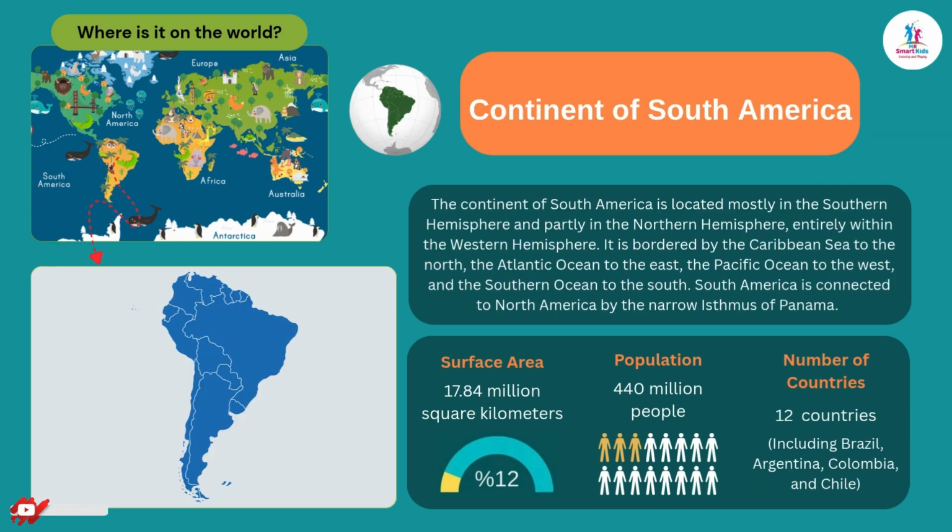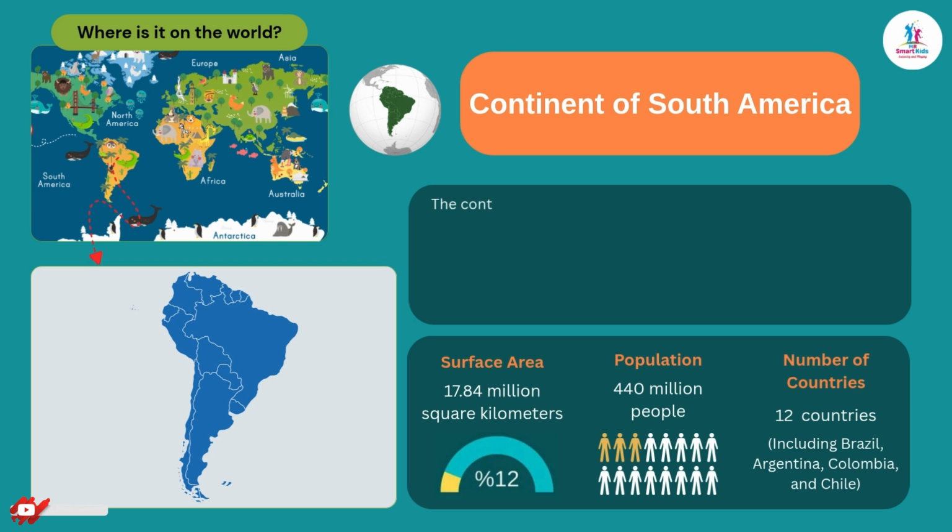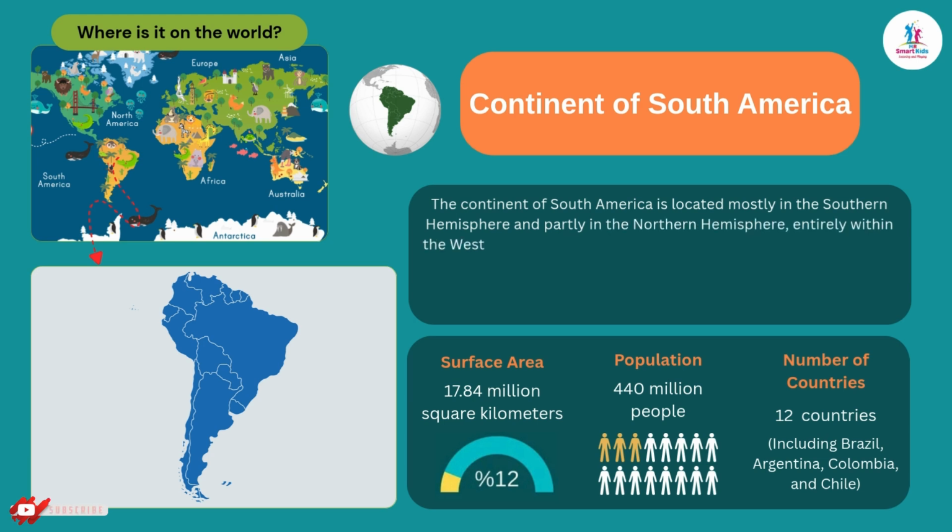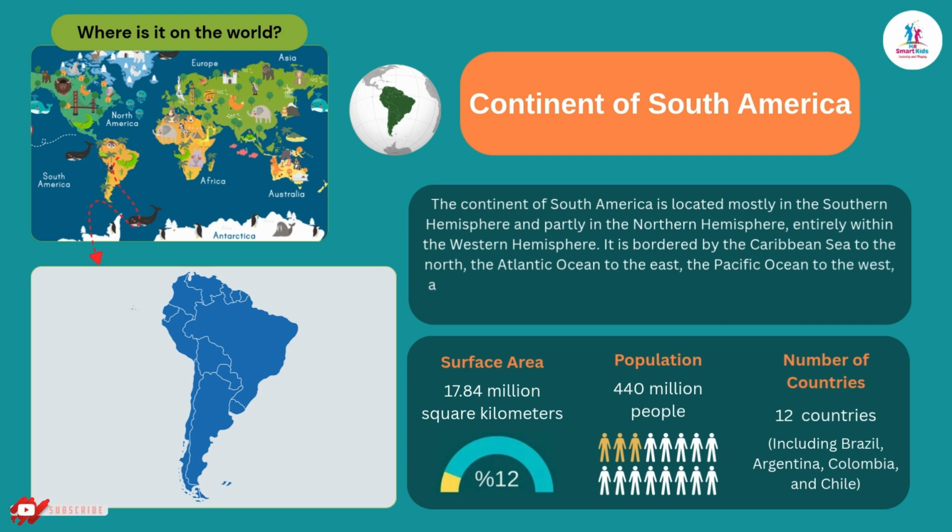Continent of South America. The continent of South America is located mostly in the southern hemisphere and partly in the northern hemisphere, entirely within the western hemisphere. It is bordered by the Caribbean Sea to the north, the Atlantic Ocean to the east, the Pacific Ocean to the west, and the Southern Ocean to the south. South America is connected to North America by the narrow Isthmus of Panama.